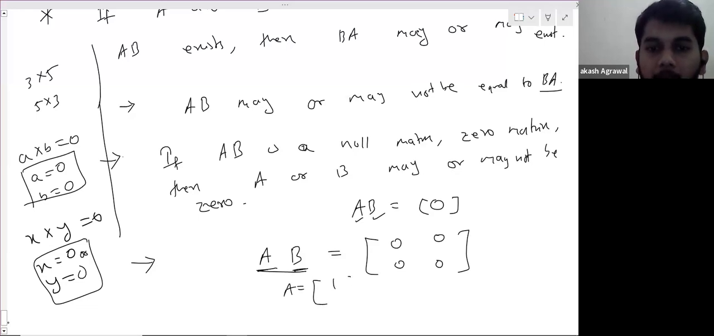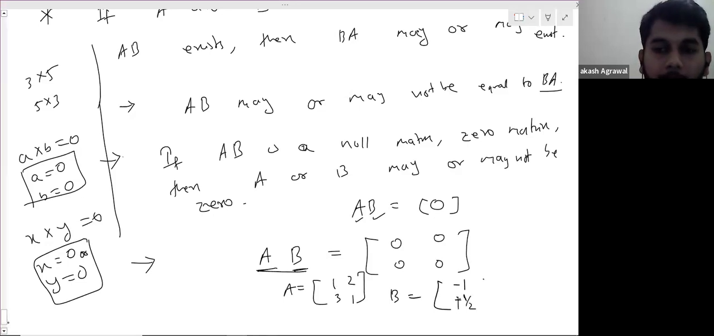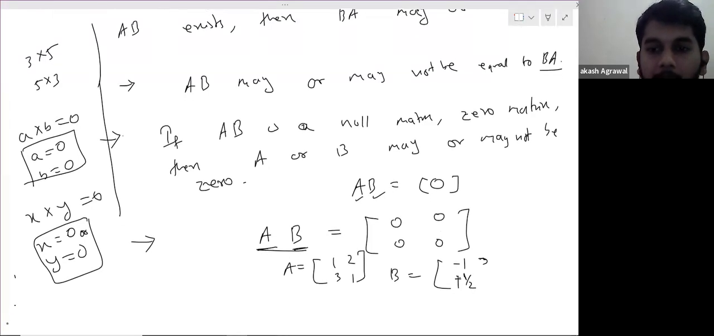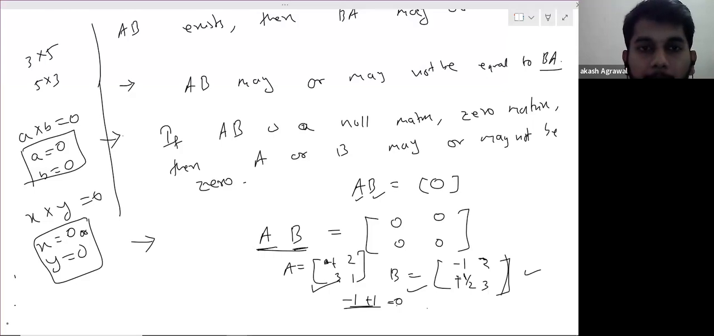Alright, A might be a matrix 1, 2, 3, 1. B might be another matrix minus 1, and let me just suppose this is half. Suppose something like this, there is another matrix. Then if you multiply -1 into -1, -1 into -1, this is +1, you are getting 0. अगर ऐसे सारे elements भी 0 हो जाएं, तब भी जरूरी नहीं कि A or B 0 matrix होंगे. Is it clear? या अभी भी नहीं हुआ clear? Deepura? Okay, sir.